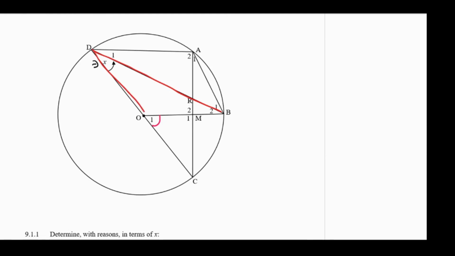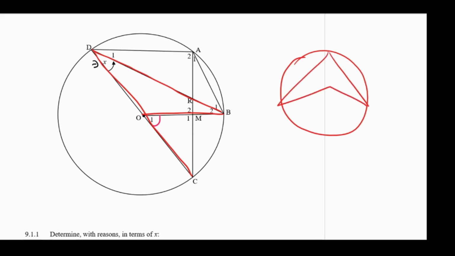If you see clearly here, you would notice that this is actually theorem 3. Remember, theorem 3 looks like this, more like a kite, where the angle at the center is twice the angle at the circumference. The same thing happens here, where this angle at the center, which is O1, is twice the angle at the circumference, which is X. So angle O1 is going to be equal to twice X, because D is equal to X.